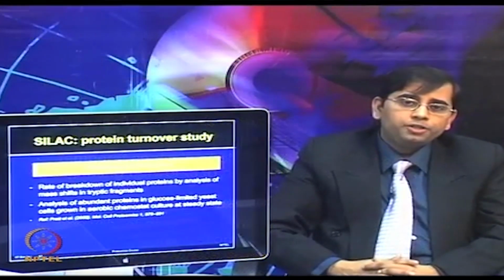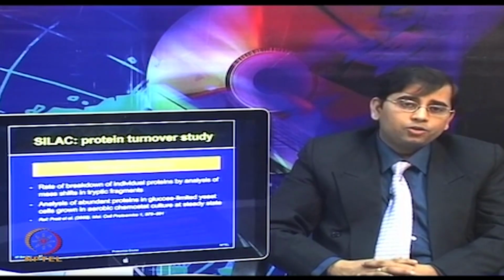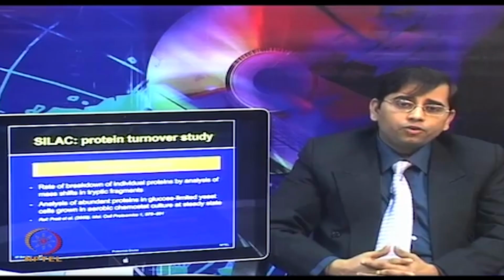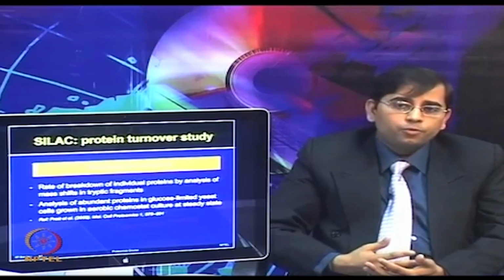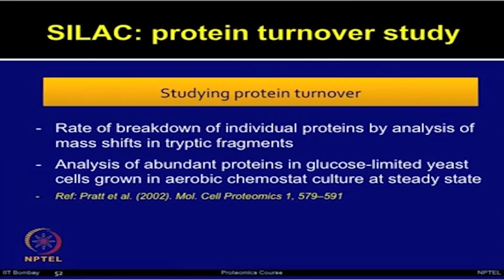The SILAC method has also been used to study protein turnover. The study by Pratt et al. used the rate of breakdown of individual proteins by analysis of the mass shift in tryptic peptide fragments. The analysis of the abundant proteins in glucose limited yeast cells, which were grown in aerobic chemostat cultures at steady state, was performed by using the SILAC method.